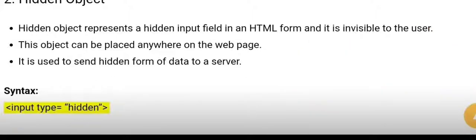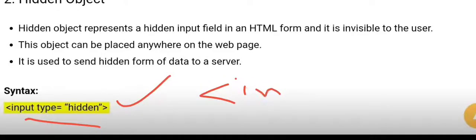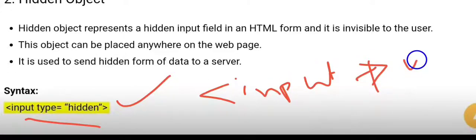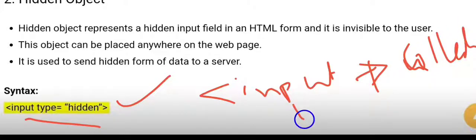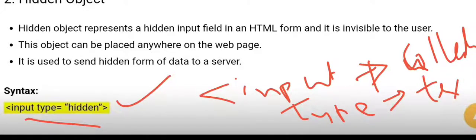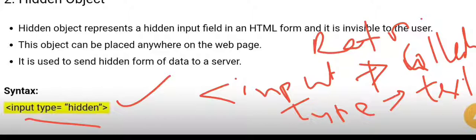So here is the syntax for the hidden data. Here it is input. Input is nothing but it is used to collect the data, right? Here it is type. Type is nothing but whether it is a text, whether it is a radio button, or some other type like a submit button.